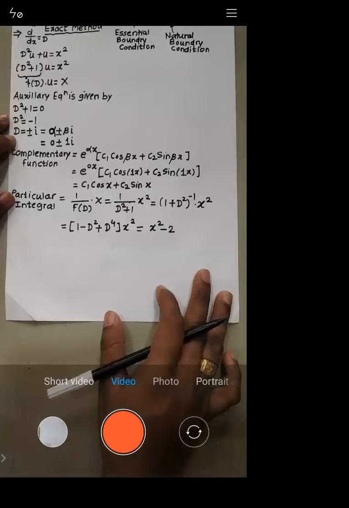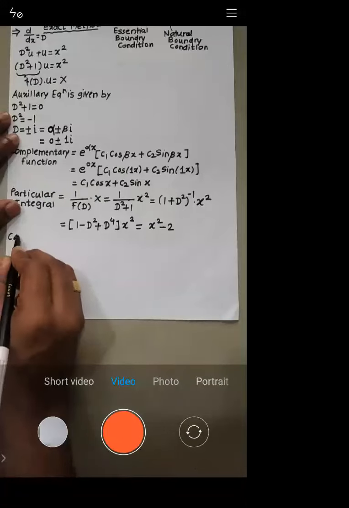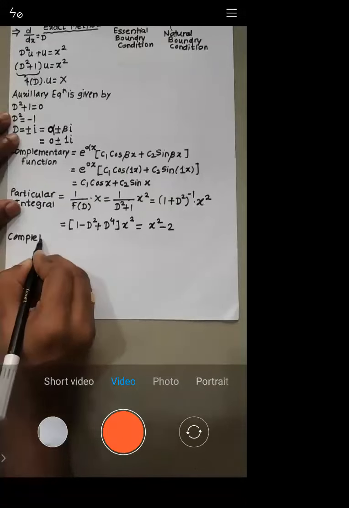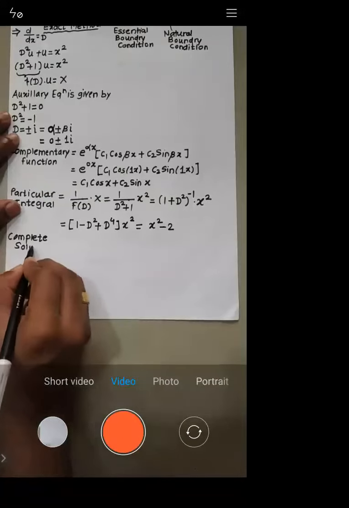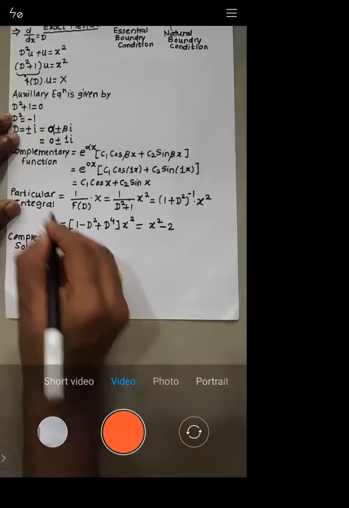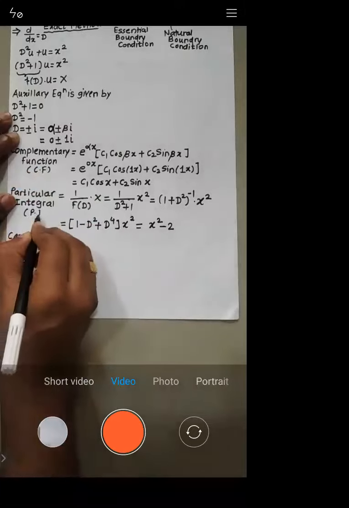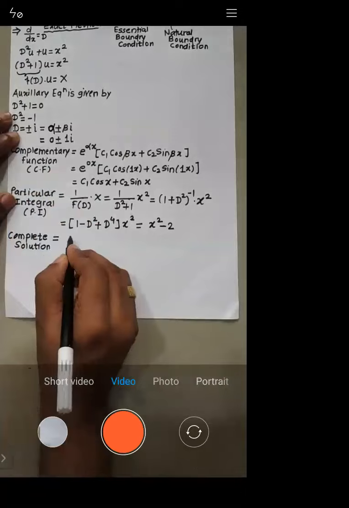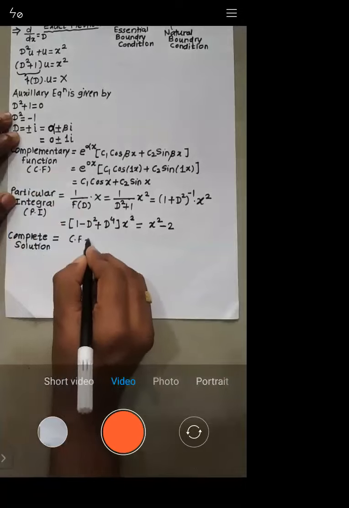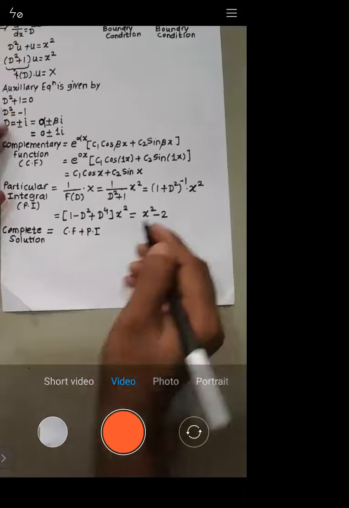Let me know. Now we need to write down the complete solution, right? So if you need to get a complete solution, it should be the addition of, okay, this I will call it the complementary function. This I will call the particular integral, PI. So it is the addition of complementary function plus particular integral.